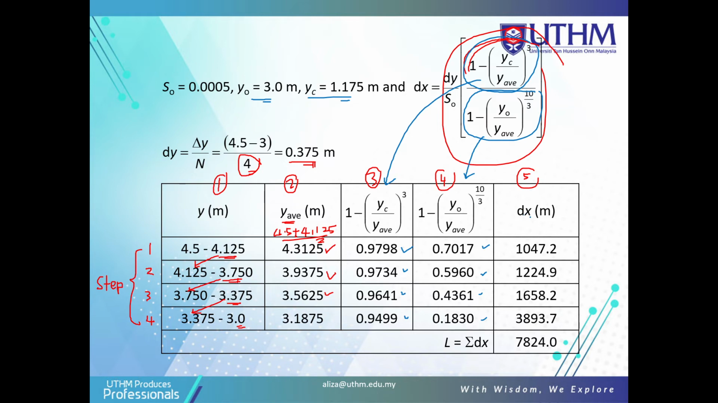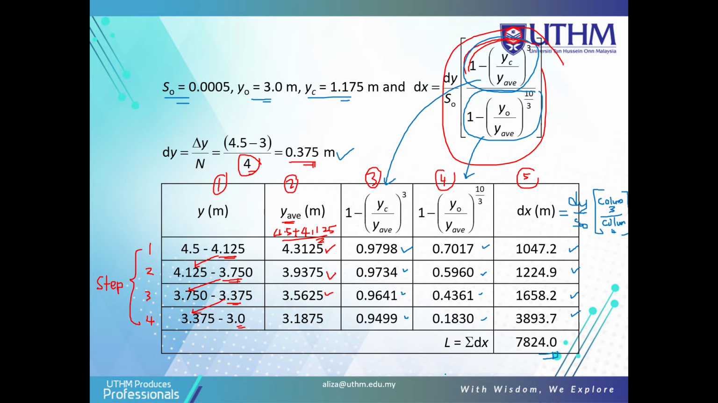And dy, dx here: you must find the dx, which is dy over s naught. So you must find column 3 divide by column 4, so you get the value. You get the dy divide by the s naught. Okay, s naught is given here, and you must multiply by column 3 divide by column 4, so that you get the value here, based on this formula. So this formula is column 3 divide by column 4 times dy over s naught, so you get this value, and then you get this value for L.